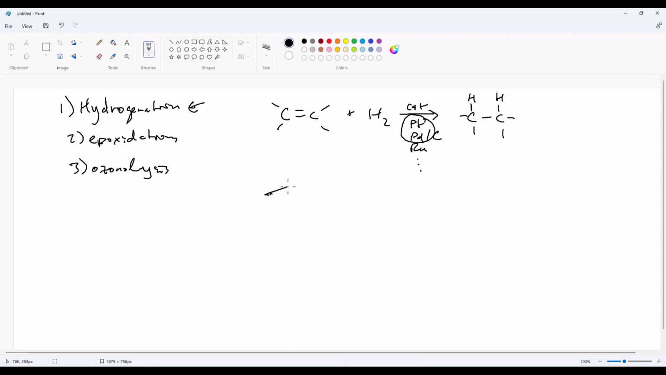So what this looks like in a reaction, say we have an internal trans 2-butene. We're going to add H2 on palladium, say palladium on carbon. And this will reduce the alkene to the alkane. So we go from butene to butane. So you can see we've net added an H across the double bond.